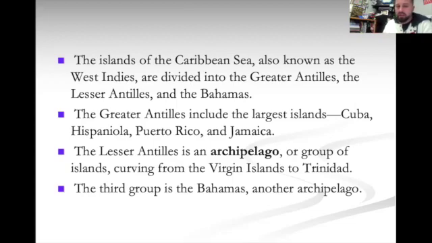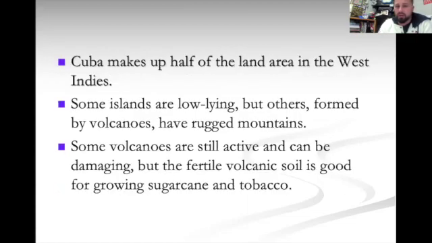A group of small islands is known as an archipelago, all right? And that goes from the Virgin Islands all the way down to Trinidad. And then that third group is the Bahamas. That's another archipelago, which is just, like I said, a kind of a chunk of islands. I'll kind of show you what I'm talking about on this map. Cuba is the biggest island in the Caribbean. It makes up over half the land area in the West Indies.